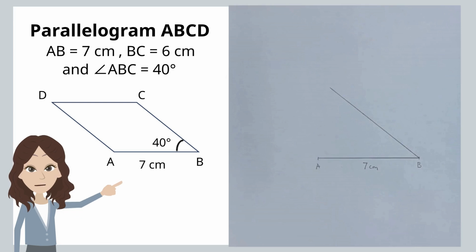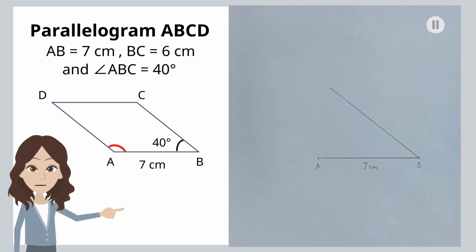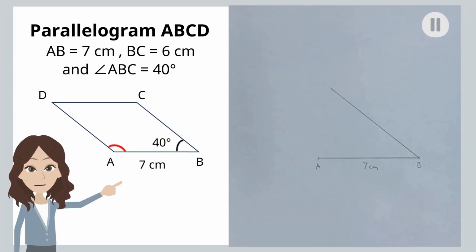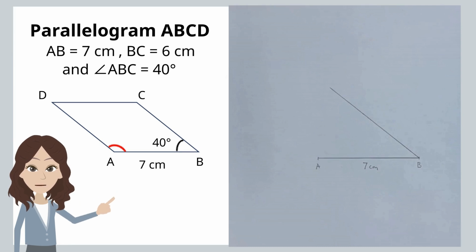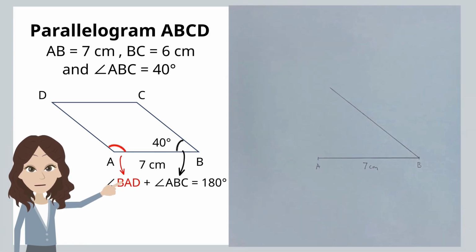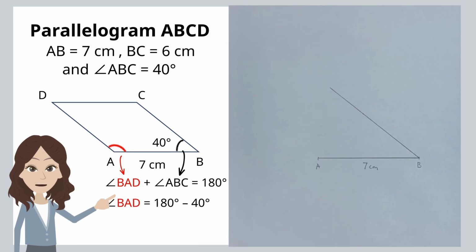Now, observe our sketch. What is angle BAD? Pause and discuss with your friends. Since angles ABC and BAD are a pair of interior angles between two parallel lines, they add up to 180 degrees. So, angle BAD is 180 degrees minus 40 degrees, which is 140 degrees.